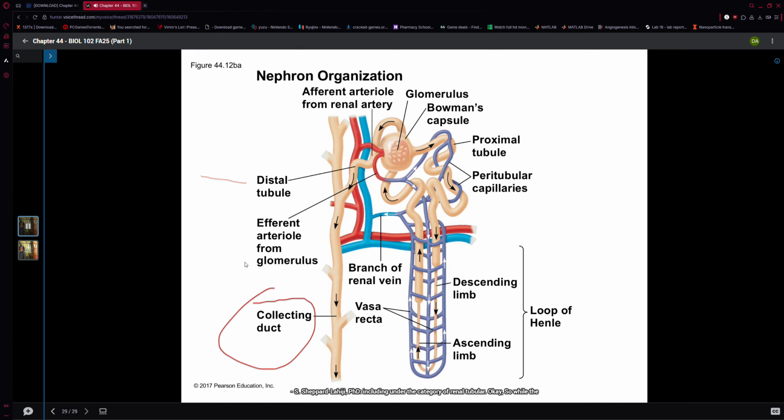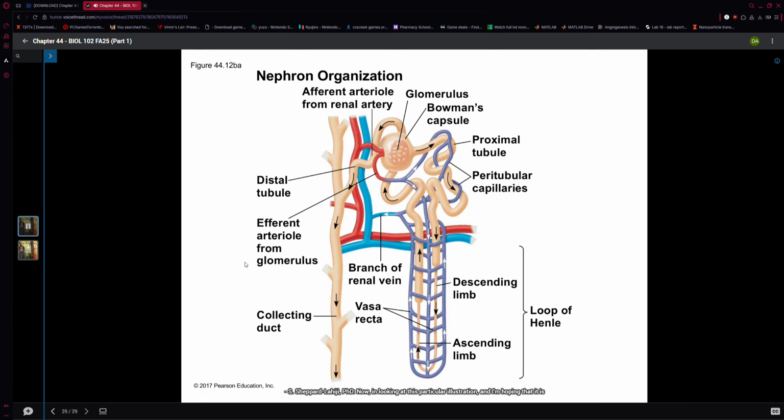Okay, so while the collecting duct is shown here in a conspicuous way, it is not a part of the nephron. Some books may describe it as such. We are not doing that. So your nephron is glomerulus, Bowman's capsule, proximal tubule, loop of Henle, distal tubule. And as a reminder, there will be multiple nephrons that will divert their filtrate into a single collecting duct. So it is not a one-to-one relationship.